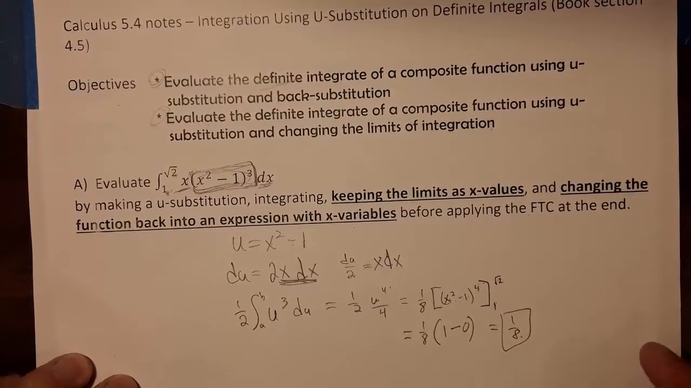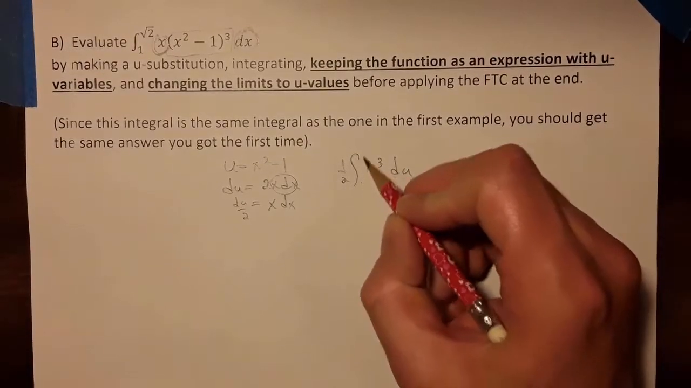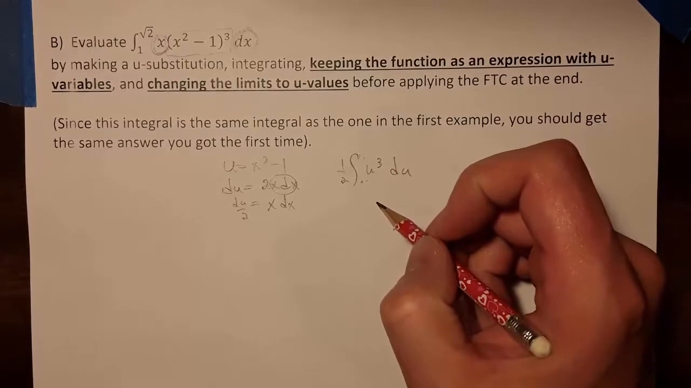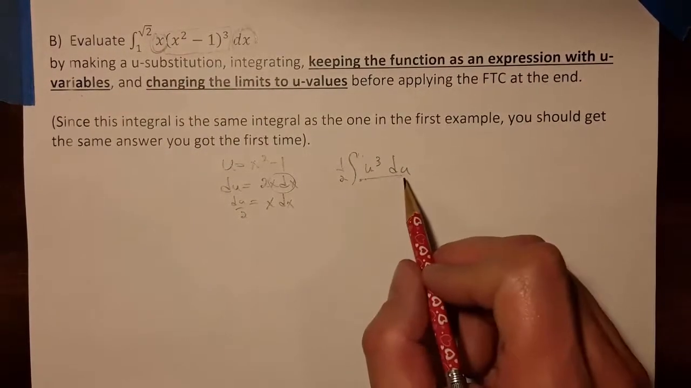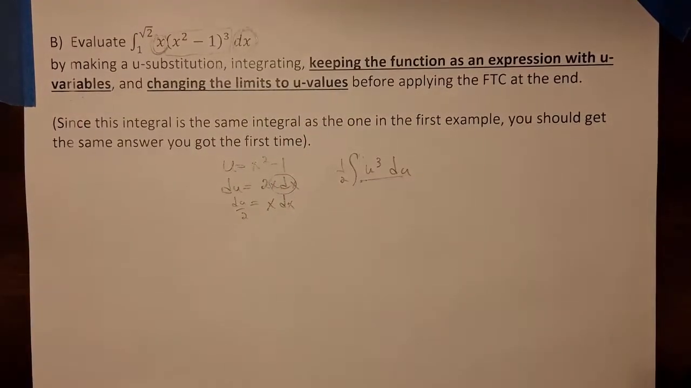In this situation, I'm going to leave the u cubed here. I'm going to put in limits of integration, but I don't want x value limits of integration. That's what they mean by keeping the function as an expression with u variables. That's what we have here, and then changing the limits to u values before you do the FTC.